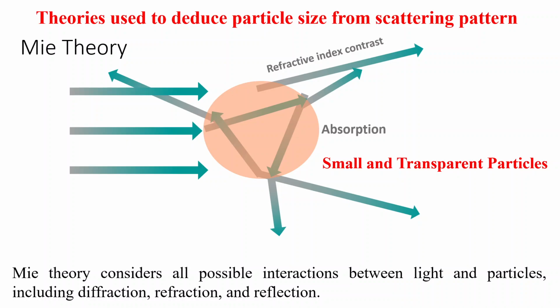Now coming to the theories involved in determining the size, one is the Mie theory. Mie theory considers the three phenomena of the interaction of light with the particle: diffraction, refraction, and reflection. Scattering is also considered, along with refraction and diffraction, and it is valid for small and transparent particles. So this involves scattering, refractive index, and absorption. Mie theory considers the refractive index of the particle, the refractive index of the medium, and also the angle of scattering. These three components are considered while determining the size.